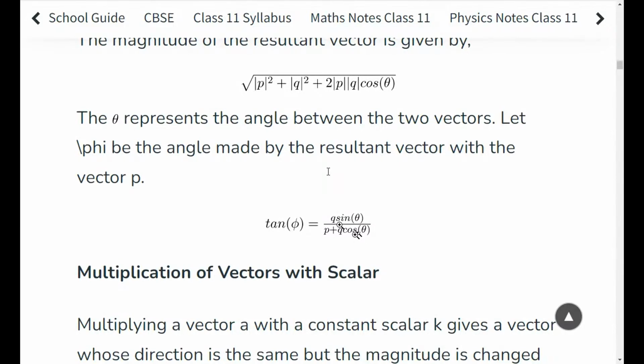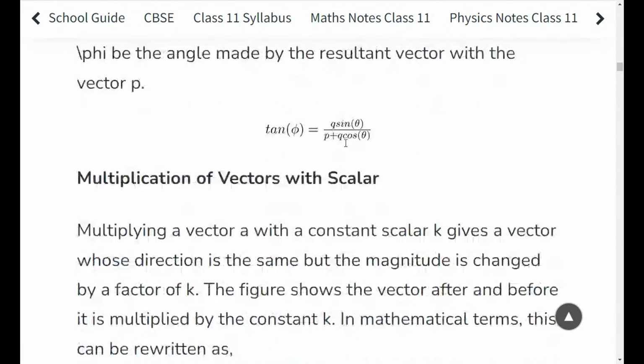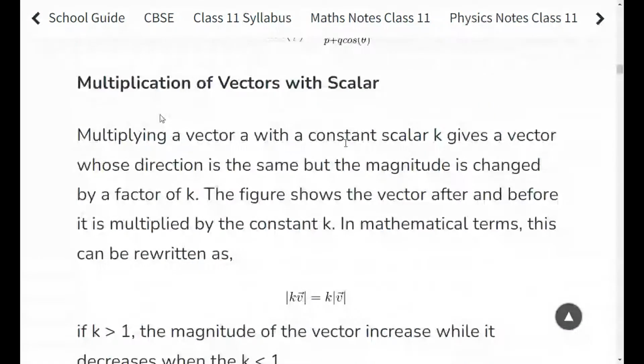So what will be the tan there? Opposite side by adjacent side. So that both of them, that is sin by cos. Can it be sin by cos? Sin by cos is tan. Sin by cos can be tan? Yes.